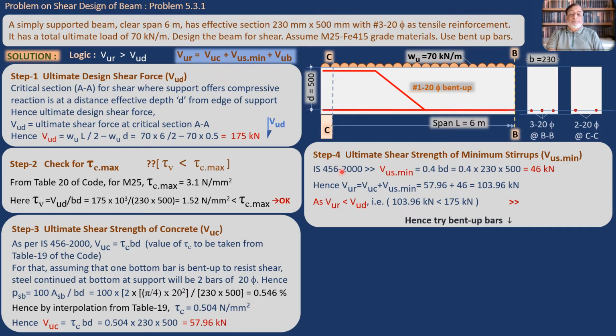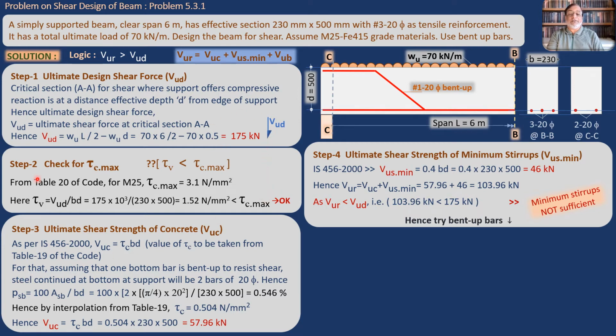Now let us check. They are together giving us shear resistance of 103.96, but we want to resist a shear force of 175 kilonewton. Step 1 is always telling us how much you are supposed to resist. So 175 is to be resisted, and we have resisted only 103.96 by two sources together. This now means that as VUR 103.96 is still less than this VUD 175, this is indicating to us that minimum stirrups are not sufficient. Even if you provide minimum stirrups with concrete, they are not going to serve our purpose fully.